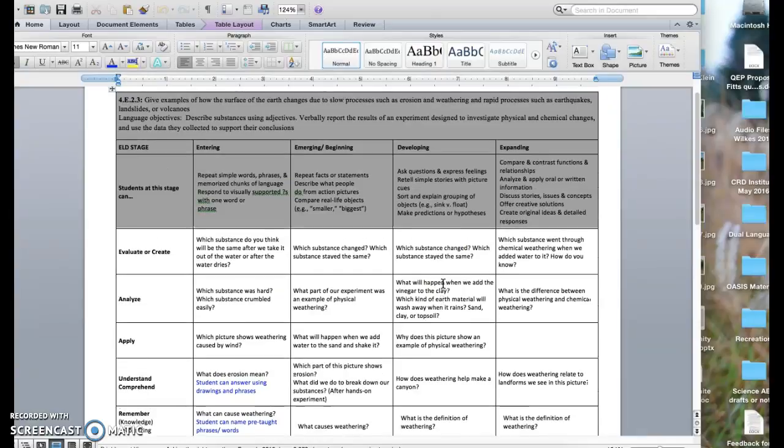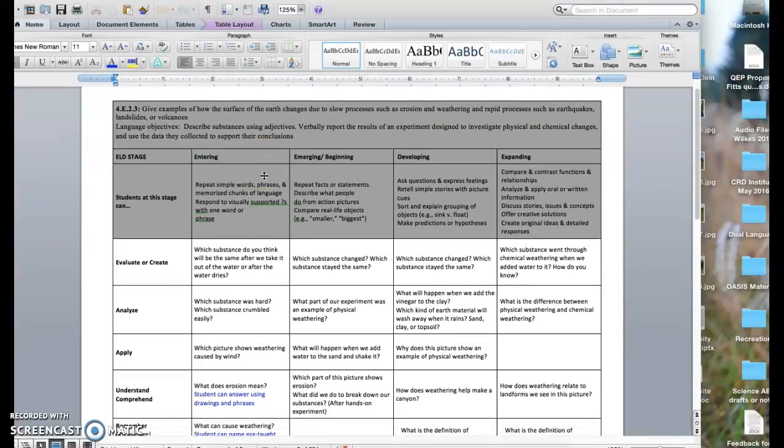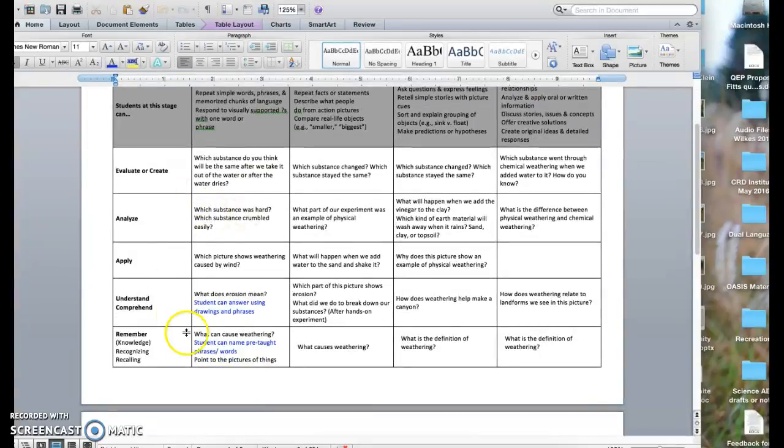Okay, so here you can see my chart. My clarifying objective is right here. My language objectives are that I want them to describe substances using adjectives and report the results of their experiment, which was designed to investigate physical change. And then I have the different levels of question in each box.